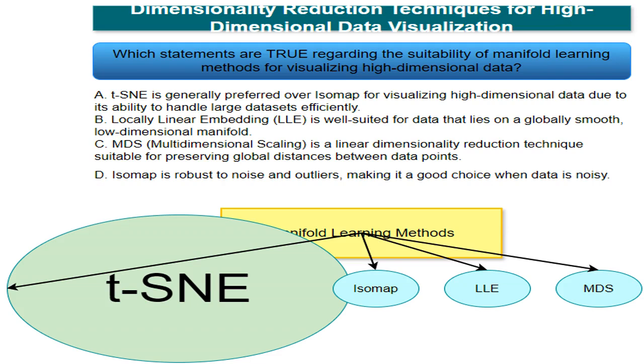Isomap is another dimensionality reduction technique. However, unlike LLE, it is sensitive to noise and outliers. It's important to remember isomap's dependence on geodesic distances, shortest path distances on the data manifold, and how noise and outliers can mess up these distance calculations, leading to a distorted visualization.